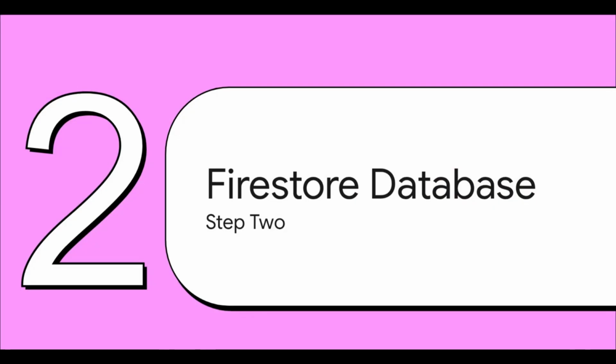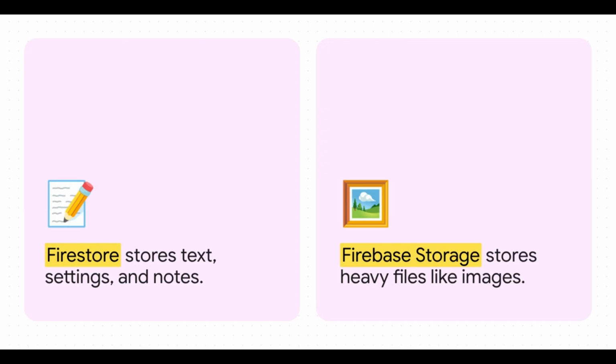Moving on to Step 2. Firestore database. Now that our users are actually inside the app, we need a secure place to store their data. And it's really vital to understand the difference between your databases here. Think of Firestore as your filing cabinet. It's perfect for text, user settings, profile metadata, and notes. Firebase storage, on the other hand, is your heavy-duty warehouse. That's where you put bulky media like images and PDFs.